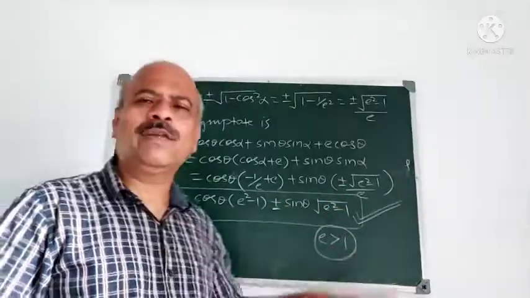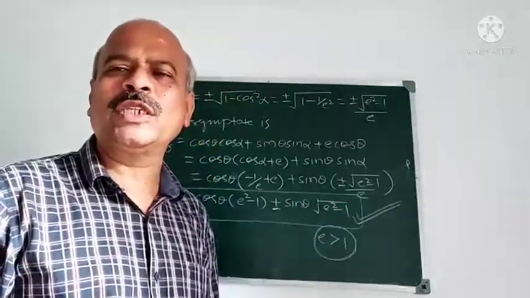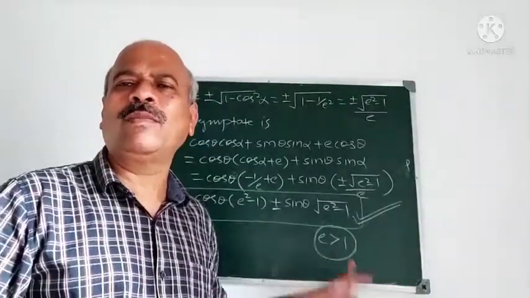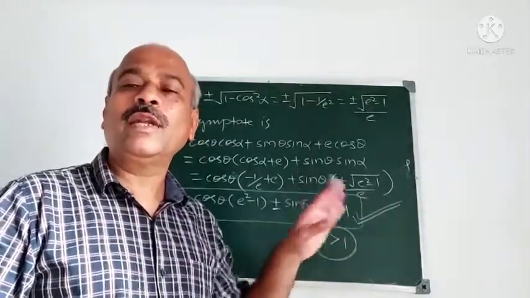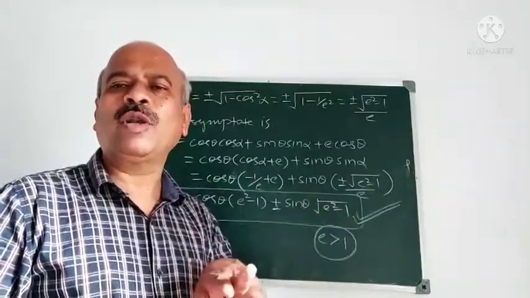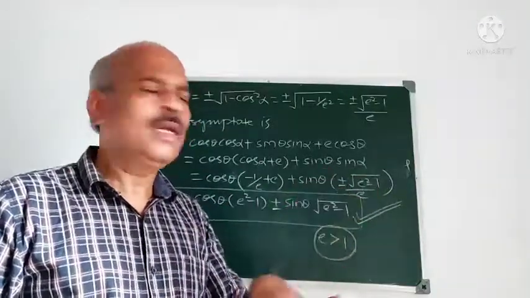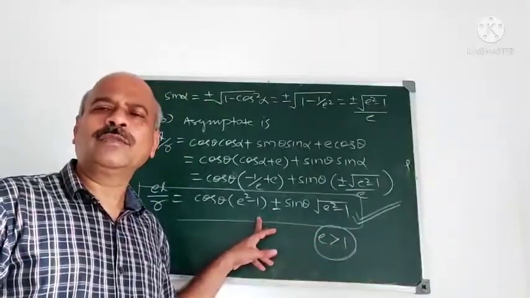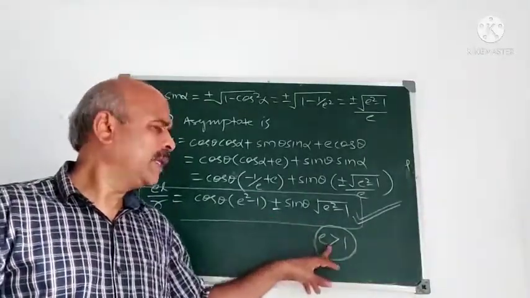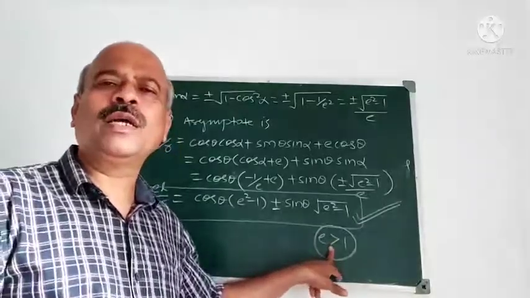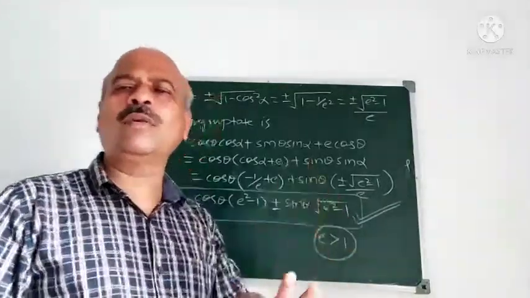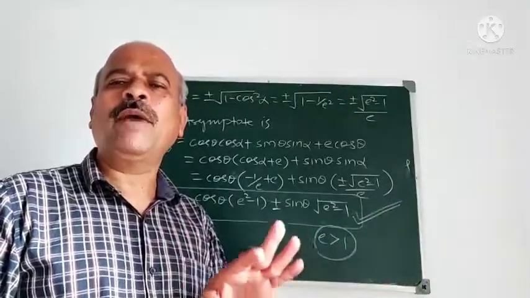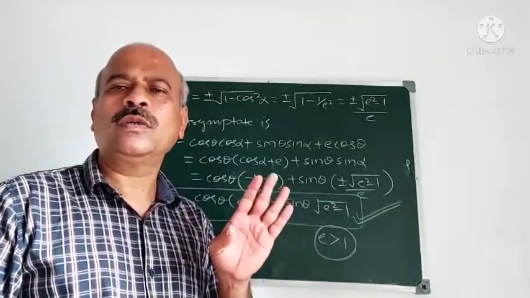But E greater than 1, what is the conic section? Hyperbola. Because E less than 1 is ellipse, equal to 1 parabola, greater than 1 hyperbola. So when E is greater than 1, you will get two asymptotes, and it is a hyperbola. So for only hyperbola in the conic sections, only hyperbola has a pair of asymptotes.